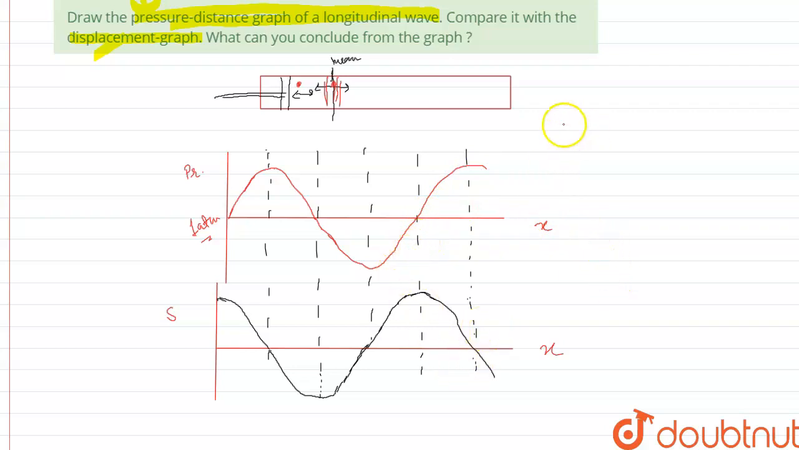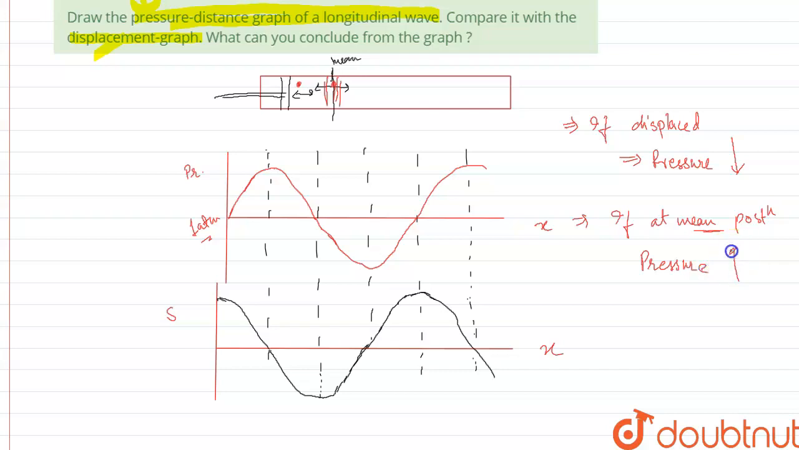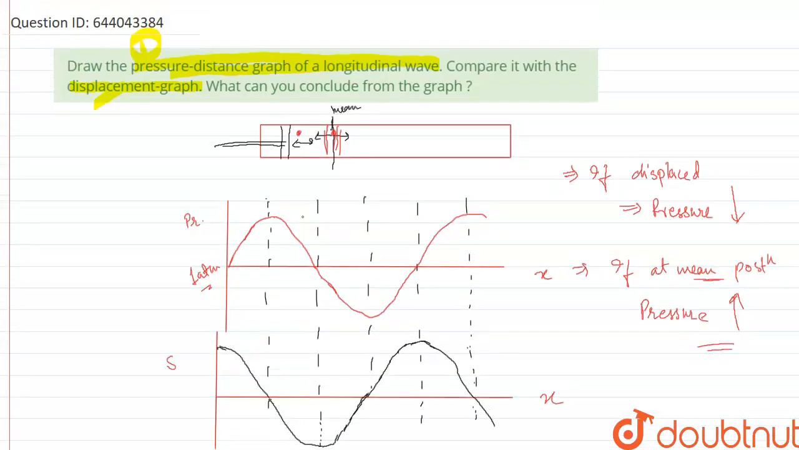So what is our conclusion? If there is a displacement, then the pressure will fall or decrease. Or if the particle is at the mean position, or I would say at its original position, then the pressure will be increased. So this is how the graphs are. I hope this was clear to you.